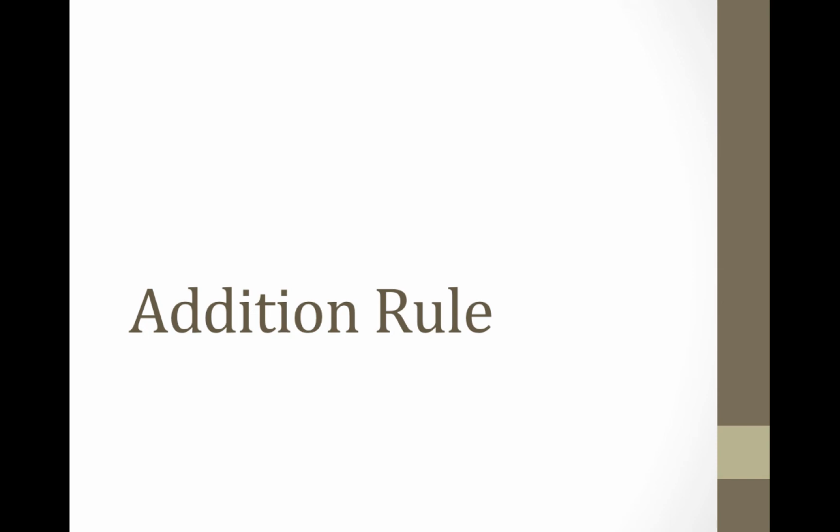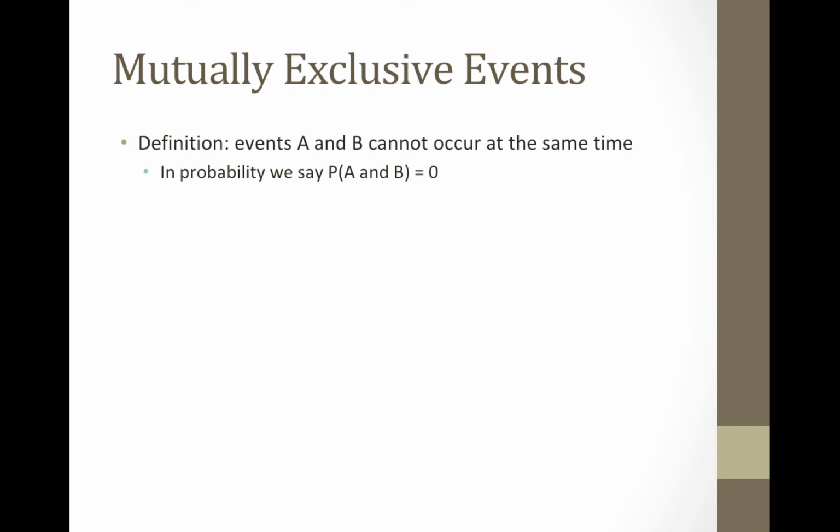Okay, so what we want to talk about now is something called the addition rule. In terms of probability, this is actually the last rule we're going to cover, and next we're going to go into discrete probability distributions. All right, so what is this addition rule? To get started, the first thing we need to talk about is mutually exclusive events.